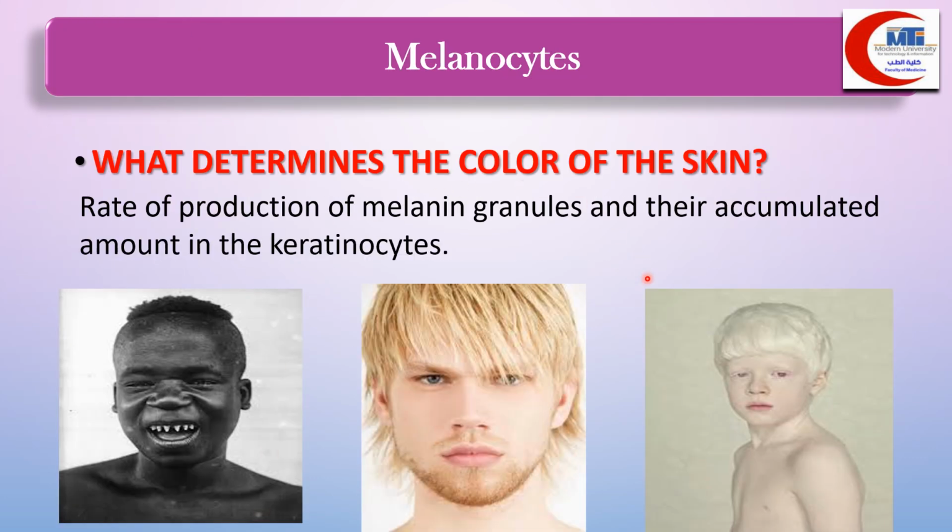What determines the color of the skin? Black, white, albino. It is related to the rate of the production of the melanin granules and their accumulated amount in the keratinocytes. This is what determines the color of the skin: the rate of production of melanin granules and its amount in the keratinocytes.